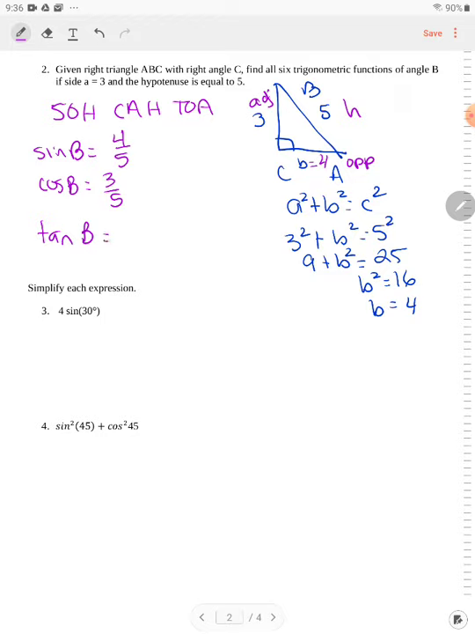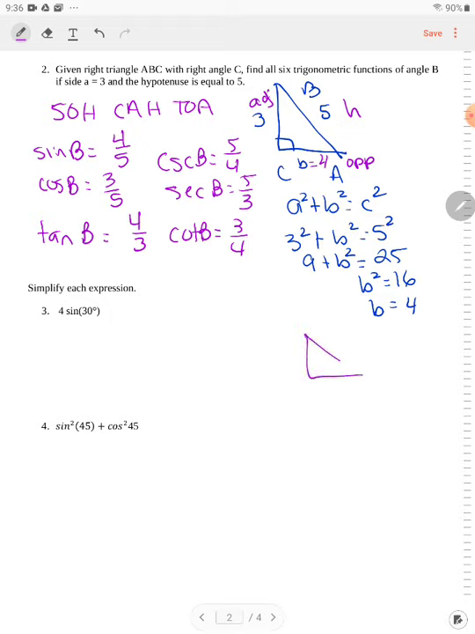Notice tangent of B does not involve the hypotenuse at all. So opposite of B is 4/3. Again, your reciprocal functions, cosecant of B is 5/4, secant of B is 5/3, and cotangent of B is 3/4. Okay, so let's simplify the expressions.